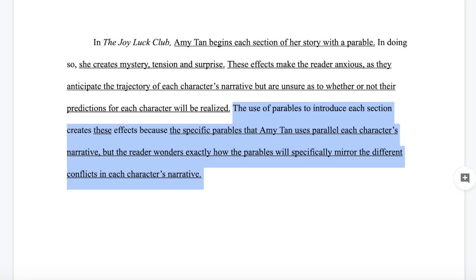And the answer that I generated to the prompt was that the use of parables to begin each section of the story creates both mystery and tension, because the reader knows that the main characters in the novel will have narratives that mirror the parables, but the reader does not know exactly how. Essentially, I'm asserting or claiming that this uncertainty caused by the reader's knowledge of the parable creates a sense of both mystery and tension.